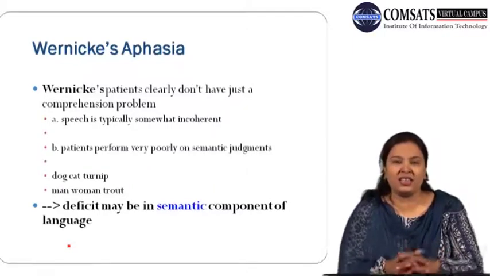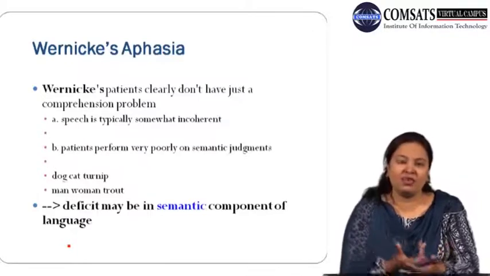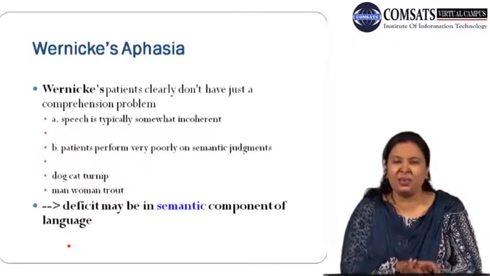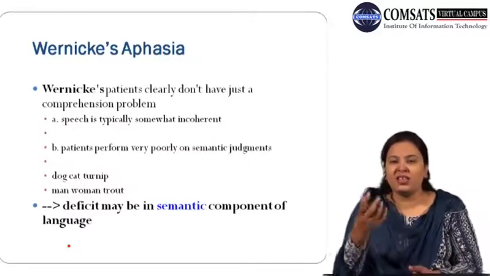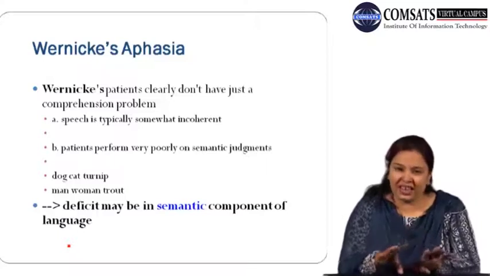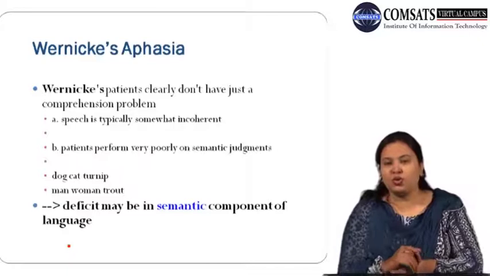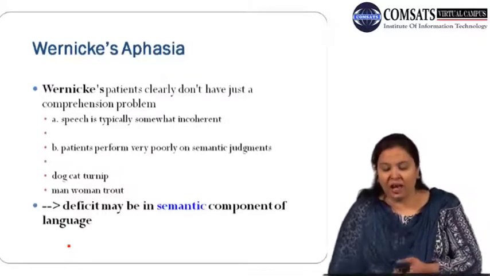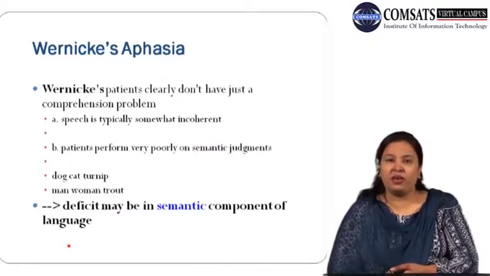For example, the sentences they can produce: dog, cat, turnip. What do you get out of this sentence? Or man, woman, trout. Do you get any meaning out of this sentence? They are randomly using certain verbs, certain nouns. Syntactically they are fine, but semantically they have a problem. So we can see that people with Wernicke aphasia have deficiency with respect to the semantic component of language.